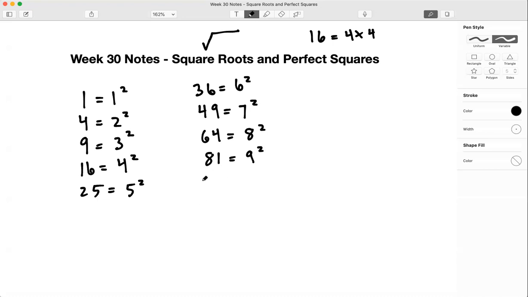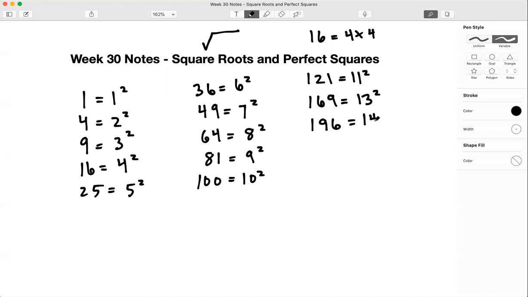Okay, so do you know the next one? That would be 100. 10 squared. All right, let's see here. What would be 11 squared? 121. And 13 squared is 169. And 14 squared is 196. Just switch those numbers around. And then 15 squared is 225.